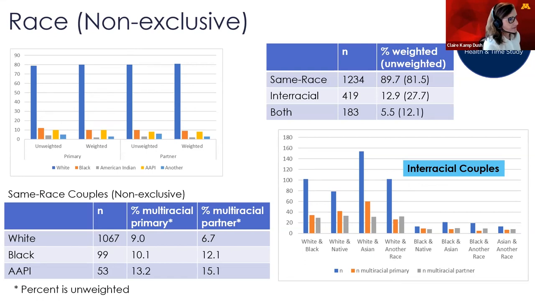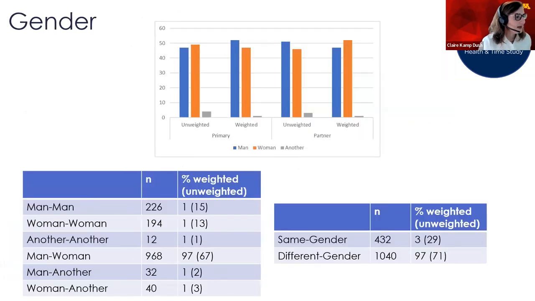And then for interracial couples, you can see some of the breakdowns there in terms of the N and the primary respondent and the multiracial partners. And so you can get all of this information from the respondents. And then in terms of gender from the partner data, you have 226 man-man couples, about 200 woman-woman couples, fewer that were neither of those, about 968 man-woman, man and another gender about 32, and woman and another gender about 40. And in terms of the actual unweighted percentages, you have about 29% same gender and about 70% different gender in terms of the N's.